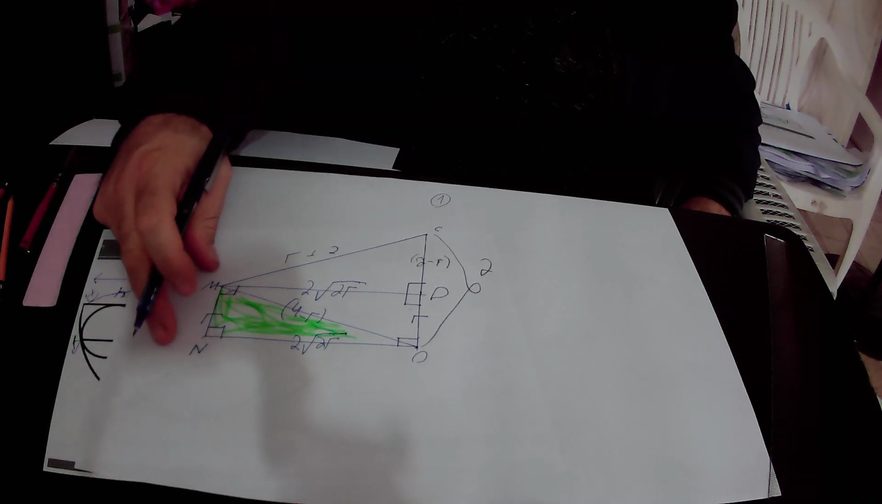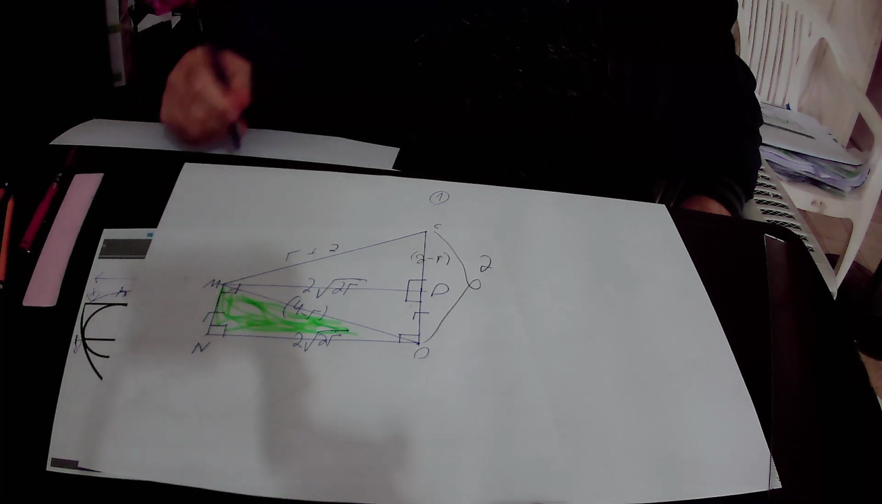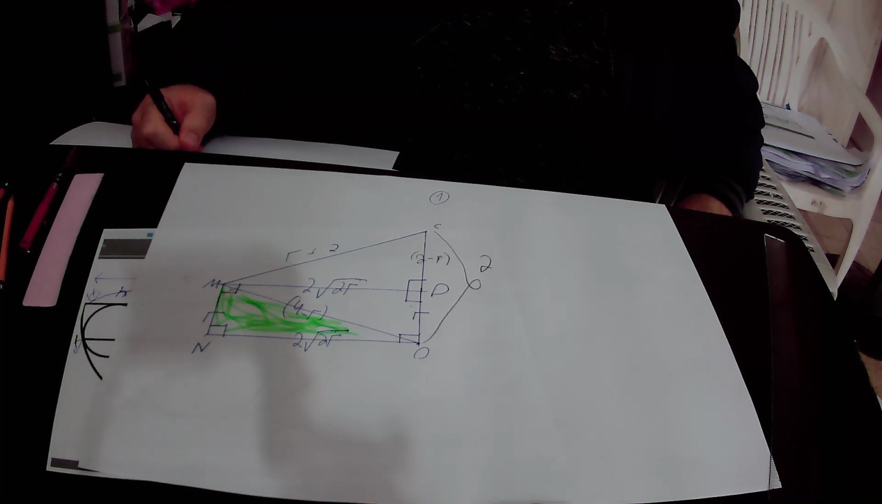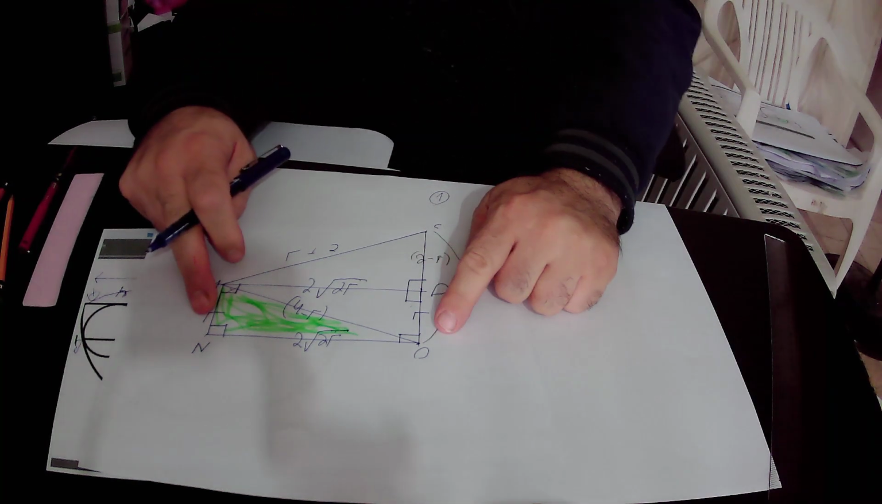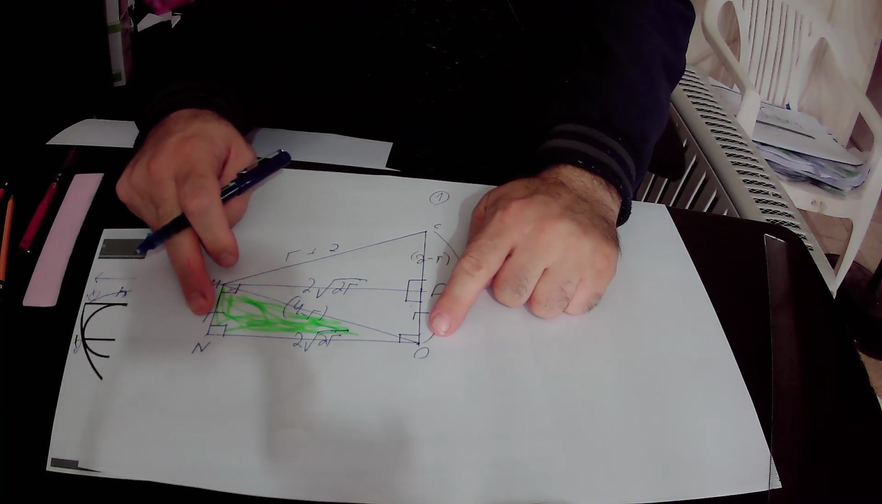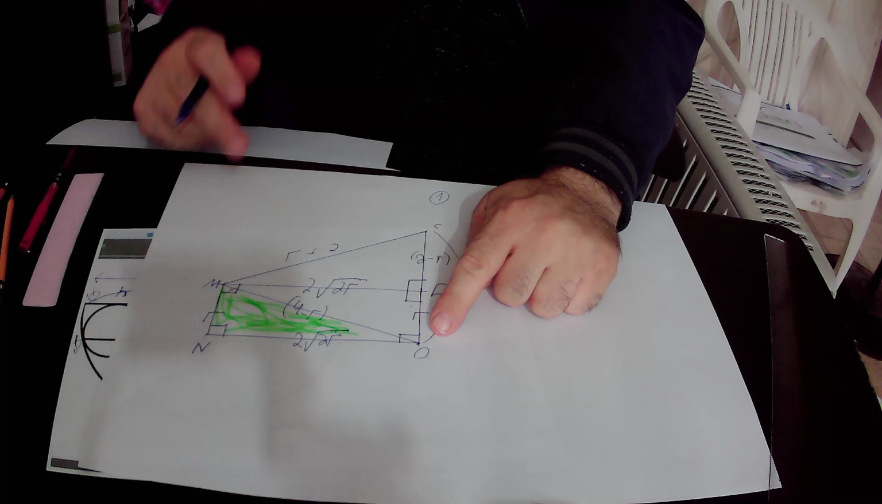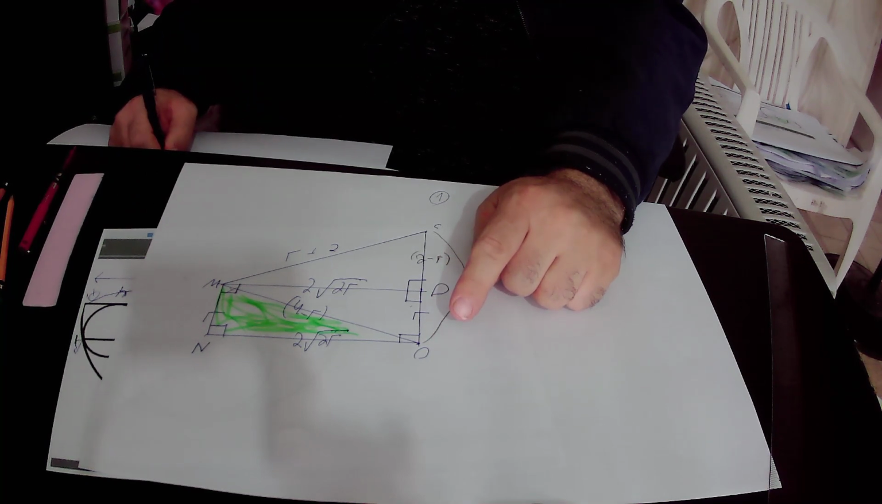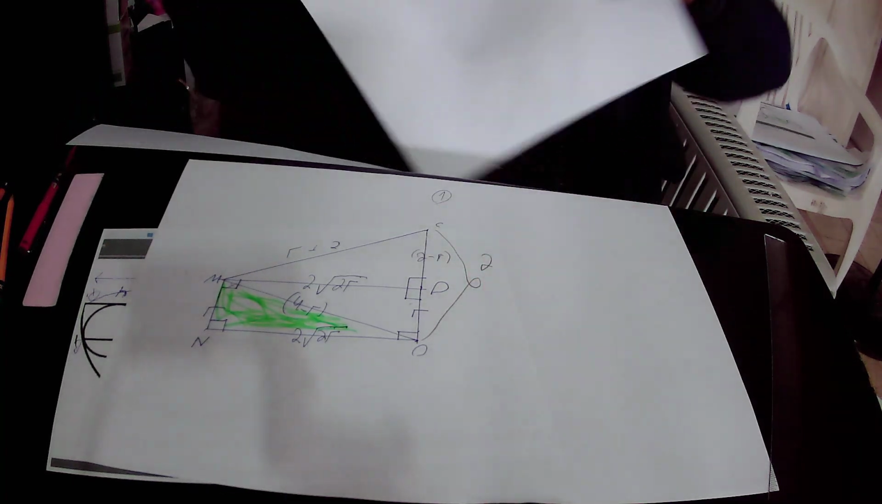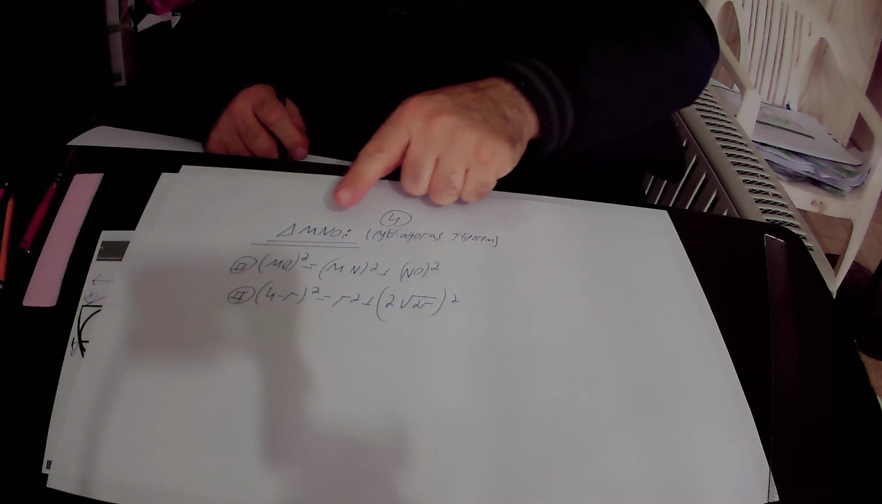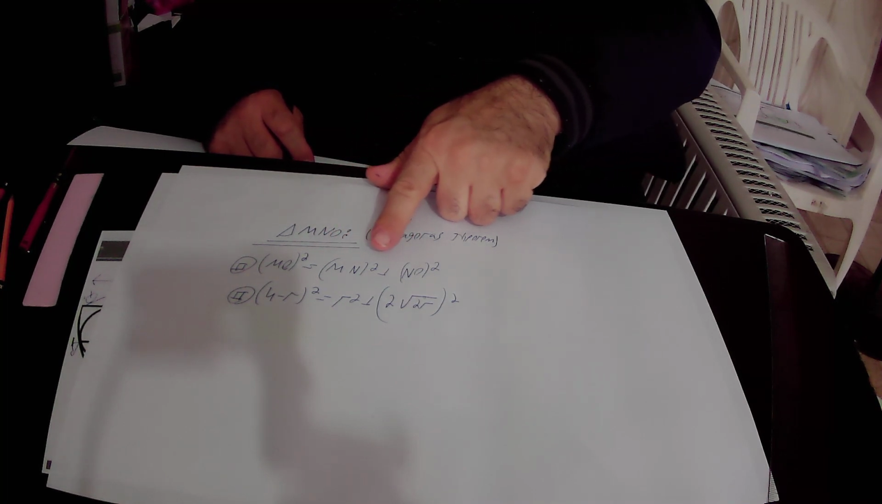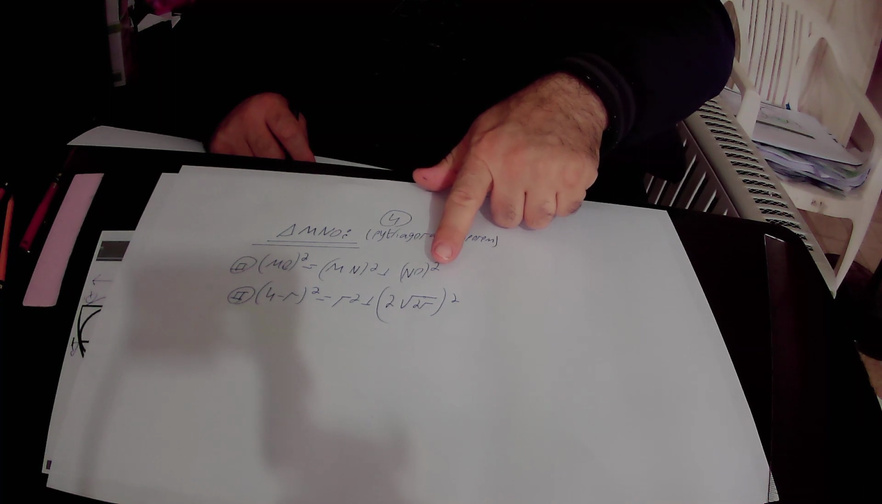And it equals MN squared. MN is the radius of the small circle, so MN squared will be equal to R squared plus NO squared. NO equals 2 times the square root of 2R, so NO squared will be equal to (2 times the square root of 2R) squared. So in total we got that (4 minus R) squared equals R squared plus (2 times the square root of 2R) squared.